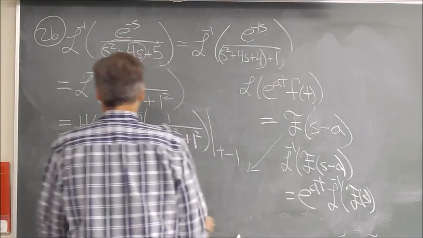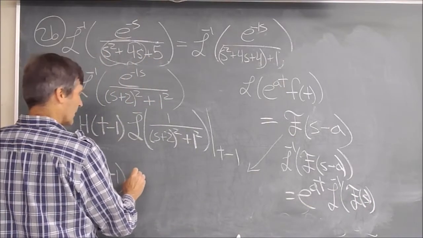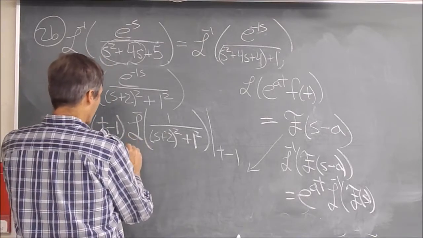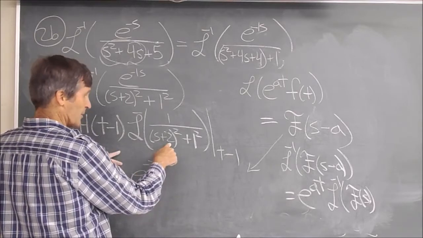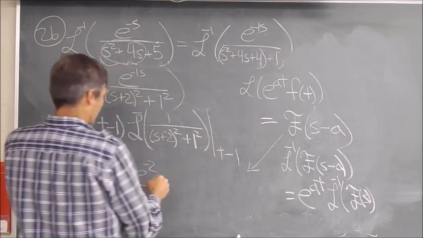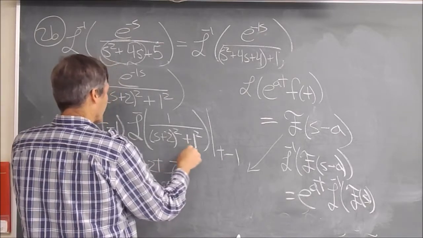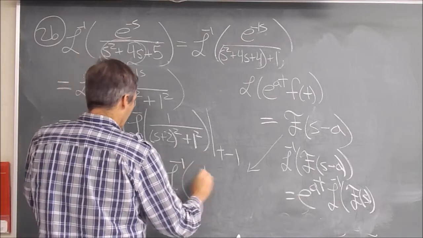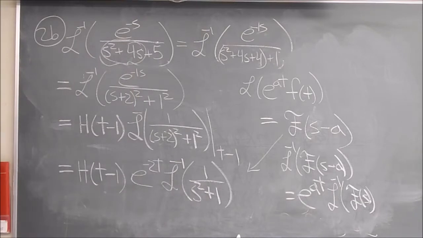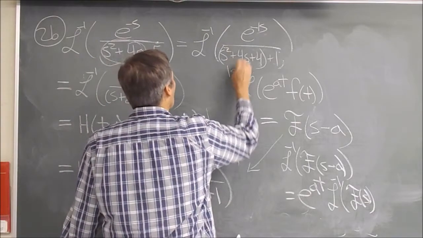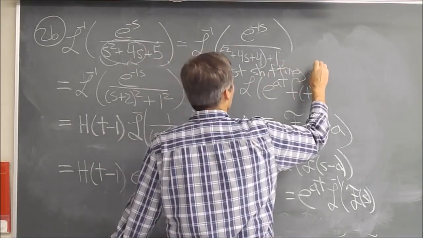So let's write it that way and say this is H(t minus 1) times this part, which is now e to the negative 2t, because minus 2 is being subtracted here, right? Times the inverse transform of this without the shift, 1 over s squared plus 1. So that's the first shifting theorem. It doesn't matter what you call first or second.